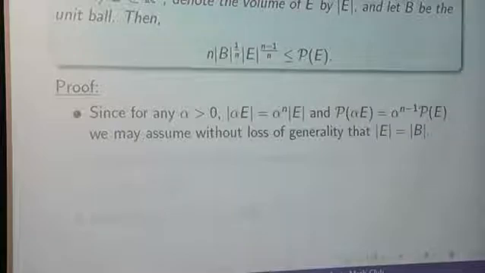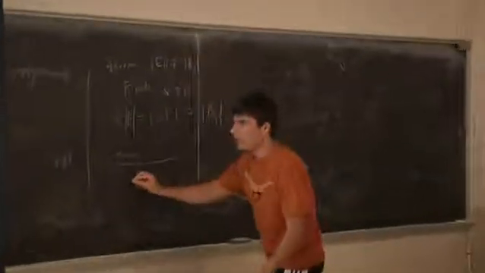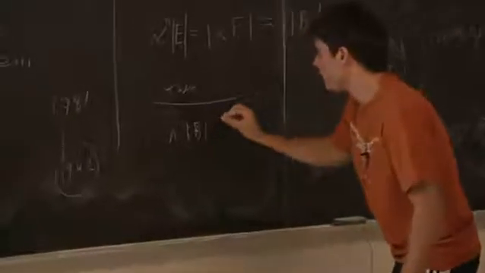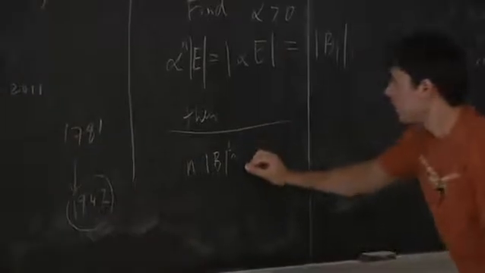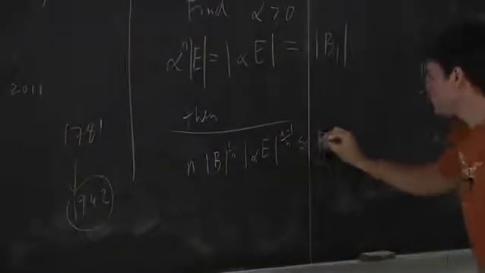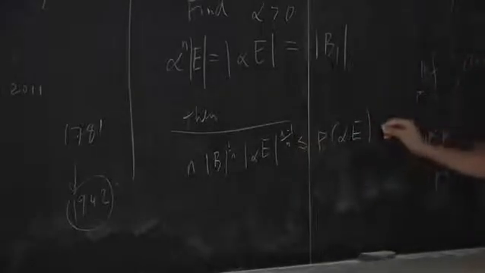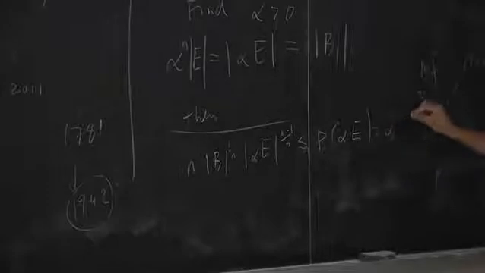So since alpha E, this new set, has the same mass as B1, and we assume that the inequality is true, then we get that the inequality is true with alpha E, but the perimeter scales like alpha to the n-1 times PE.